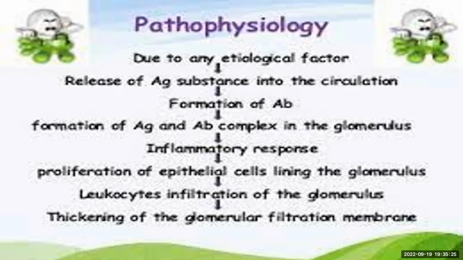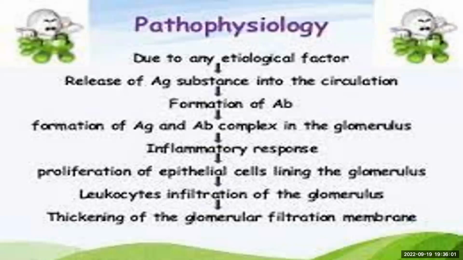When these antigens are released into circulation, obviously there will be antibody formation. When the antigen and the antibodies combine, they form antigen-antibody complexes, and an inflammatory response takes place. When the inflammatory response takes place, the proliferation of the epithelial lining of the glomerulus will be affected. So when due to any of the above said etiological factors the antigen-antibody reaction takes place, it will affect the lining of the glomerulus.